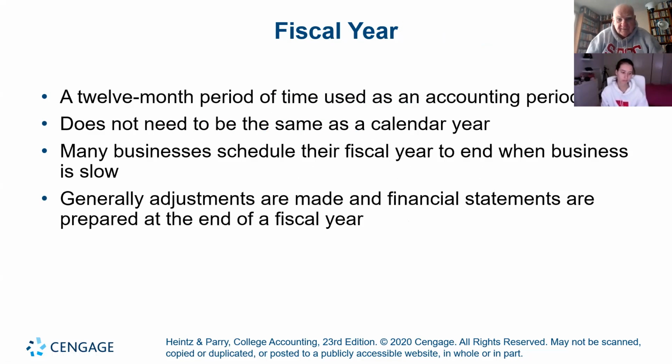Fiscal year, we know what a fiscal year is, 12 months. Does not have to be a calendar year. And many businesses schedule their fiscal year when things are slow. Good example of that is Nordstrom's, Macy's, the big department stores. I've learned that they close like at the end of February. Their year goes from March 1st to the end of February when things are a little bit slower.